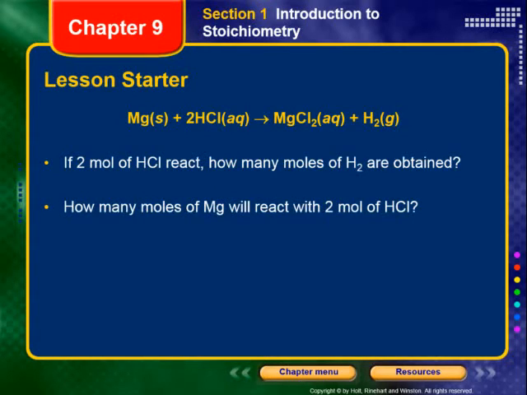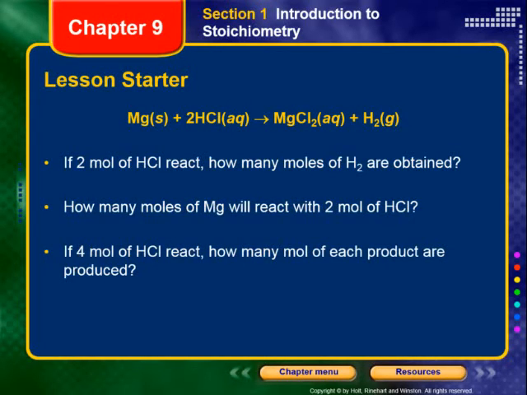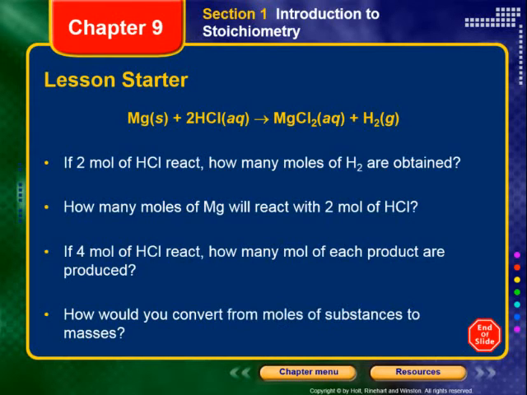How many moles of magnesium will react with 2 moles of HCl? Again, if you have 2 moles of HCl, how much magnesium is required to react with that? If 4 moles of HCl react, how many moles of each product are produced? Each one. Right? If you have 4 moles of HCl, how many moles of magnesium chloride will be obtained? And how many moles of hydrogen gas will be obtained? Lastly, how would you convert from moles of a substance to the masses of a substance?